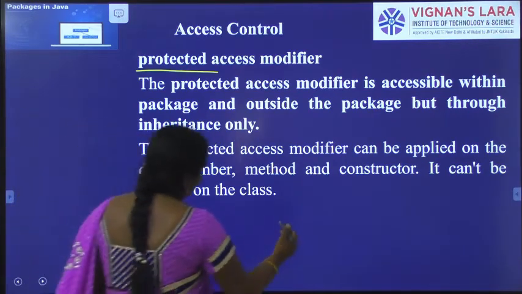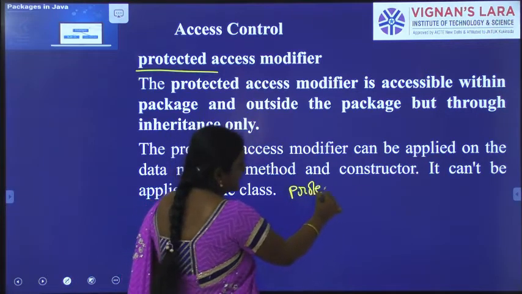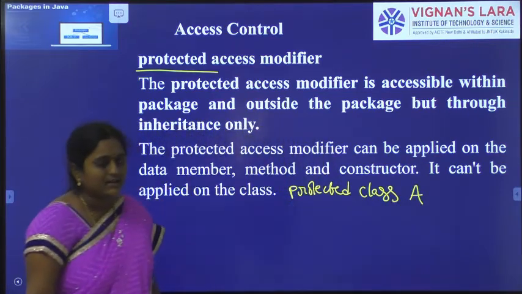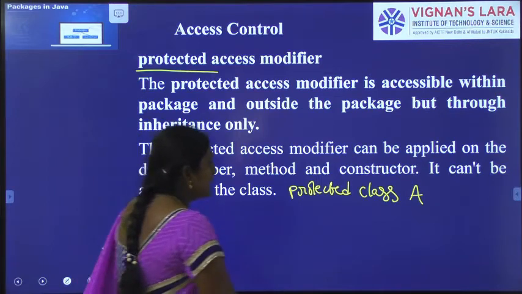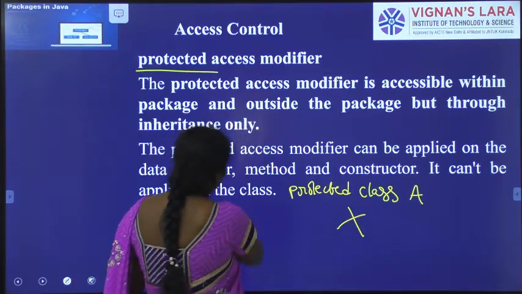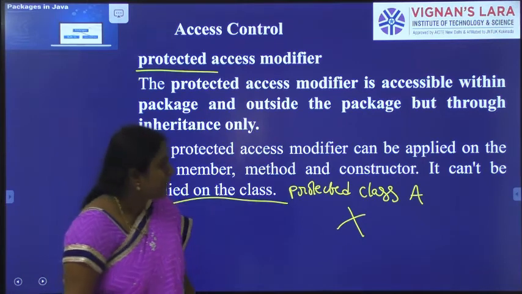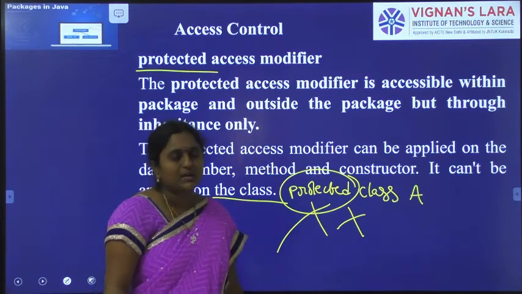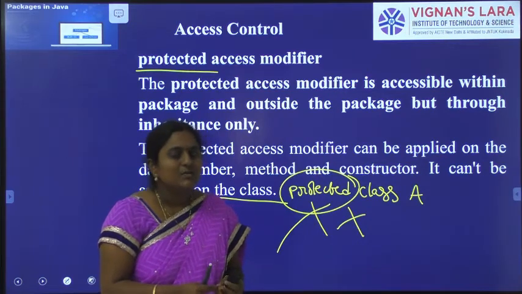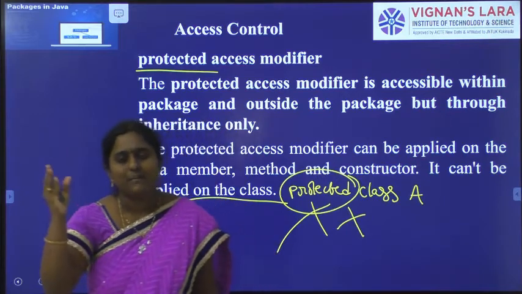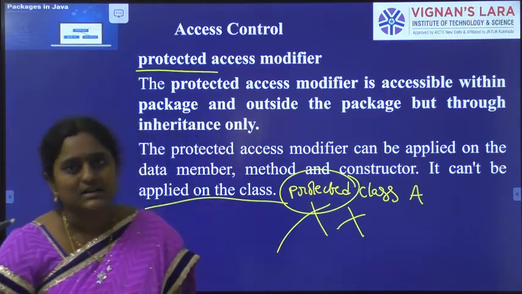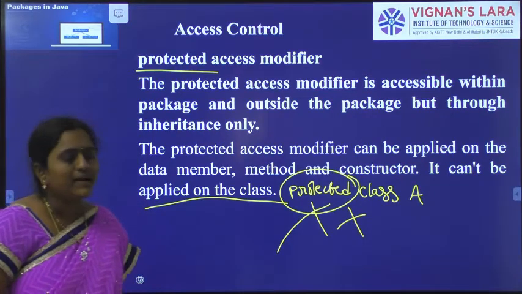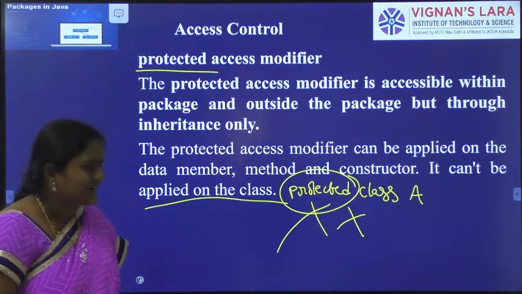Suppose we are trying to define protected class A. Is it a valid or invalid class declaration? Invalid, because it cannot be applied on the class. Suppose we have written our class with the protected access modifier, it leads to a compilation error. One restriction of the protected access specifier is that it can be applicable with respect to the method, constructor, and variables. It cannot be applied on the class.